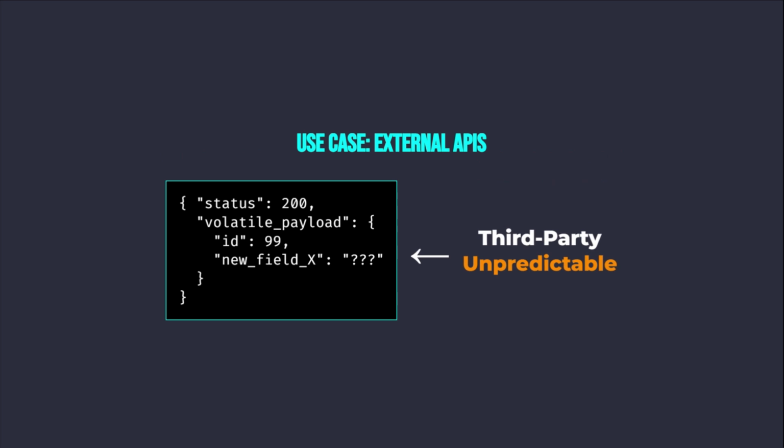JSONB is not merely a convenience feature, it solves specific integration challenges. Consider ingesting data from external third-party APIs, where the payload structure is volatile or unpredictable. Attempting to map hundreds of optional, frequently changing fields into a rigid relational schema creates maintenance overhead and requires constant schema migrations. Storing the raw payload in a JSONB column preserves the original data structure, simplifying the ingestion pipeline.